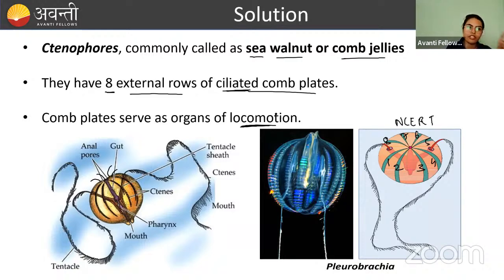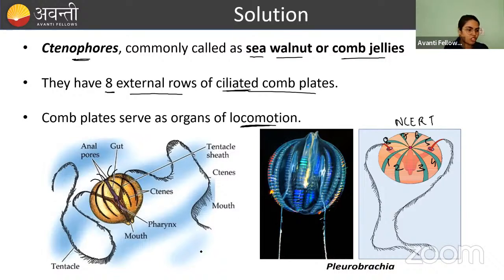Okay? And another feature of ctenophores is bioluminescence. Look here, color is being emitted here, right? Red color, blue color, green color. So this bioluminescence is also a characteristic feature of ctenophores.